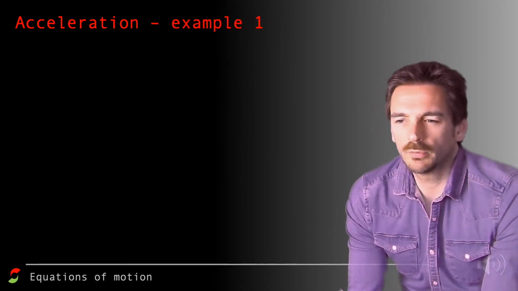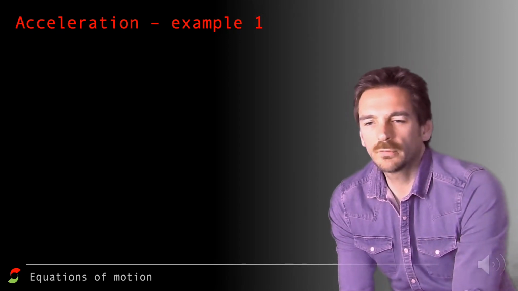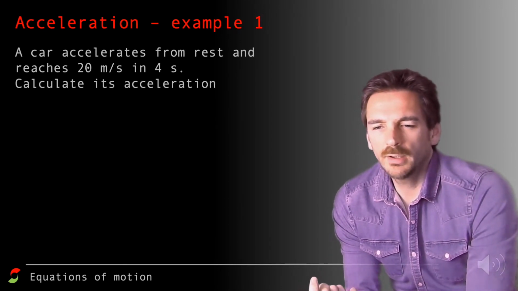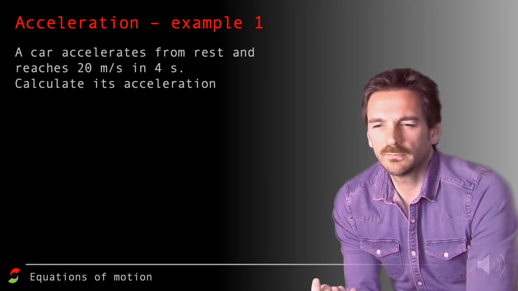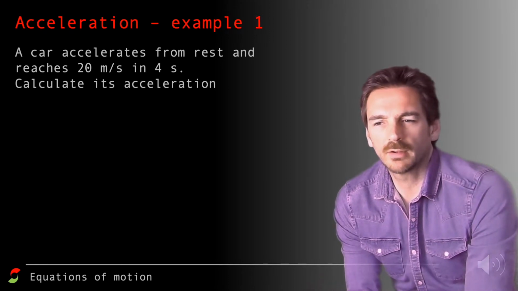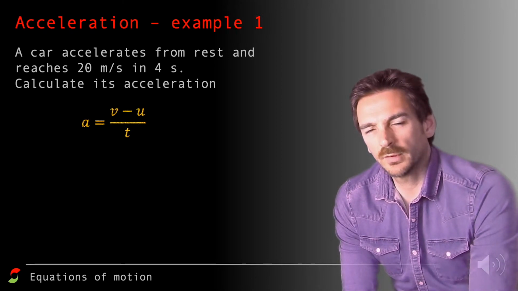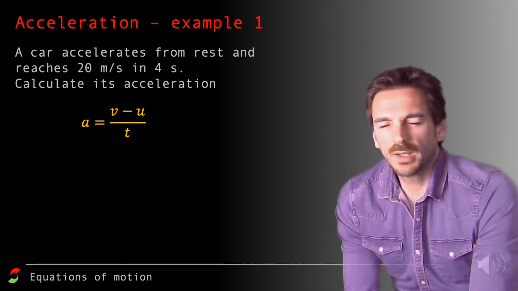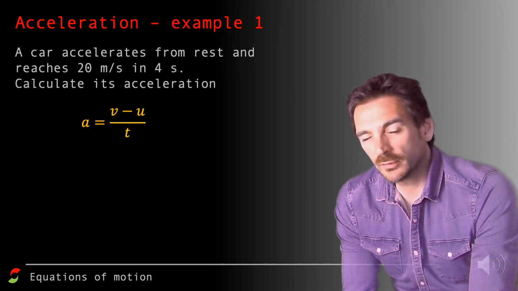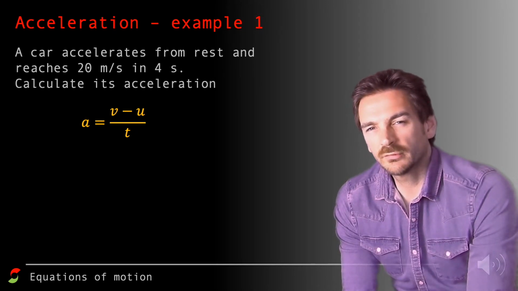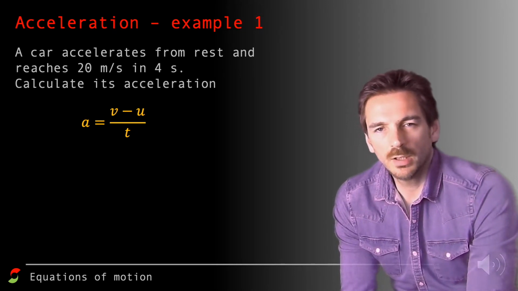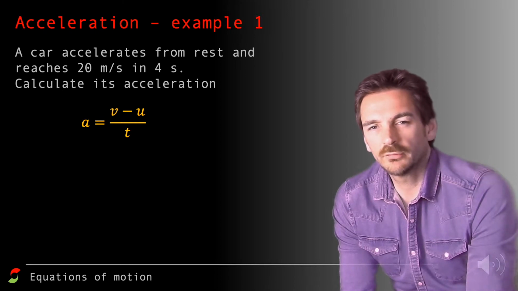So let's have a look at an example of calculating acceleration. We've got a car that starts from rest and it reaches 20 meters per second in 4 seconds. And we're going to calculate the acceleration. As usual, we quote the equation to start off with. Sometimes the questions can get very complicated, so it's nice to highlight them and identify which parts of the question relate to which parts of the equation.